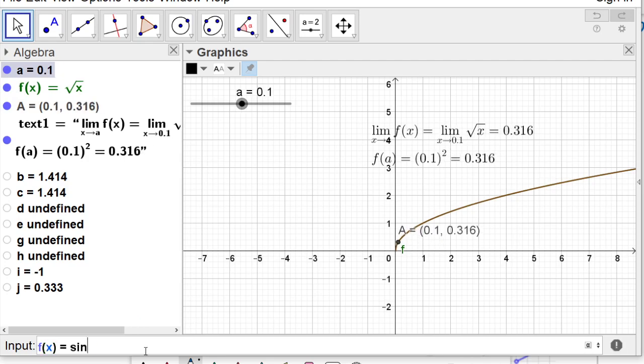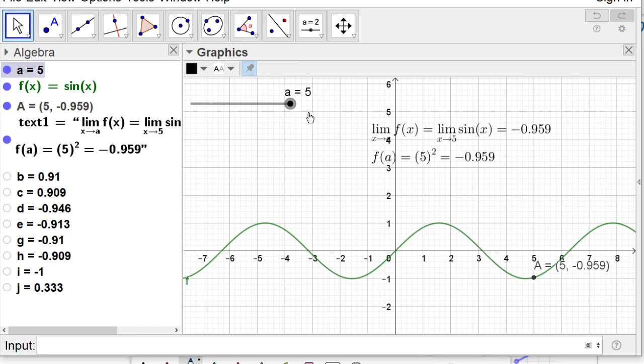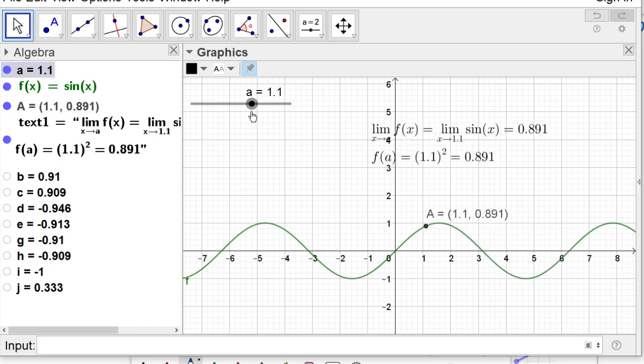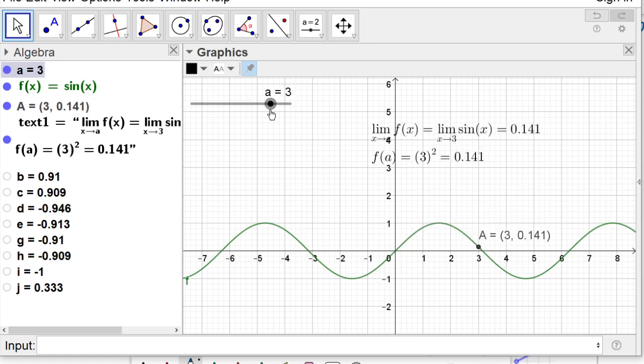Okay, so let's say f of x is sine x. Now again, you can look anywhere you want on this graph. It's continuous everywhere, and its limit exists everywhere, and its limit is simply equal to whatever value you plugged in, no problem. So there's nothing to getting a limit on a trig graph. You just plug in the value.